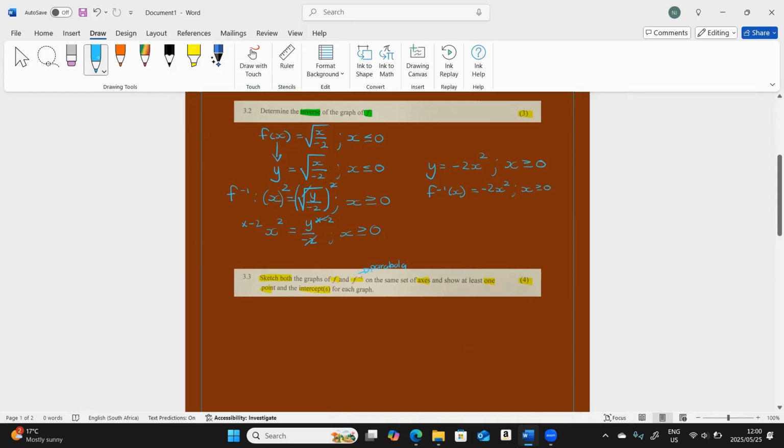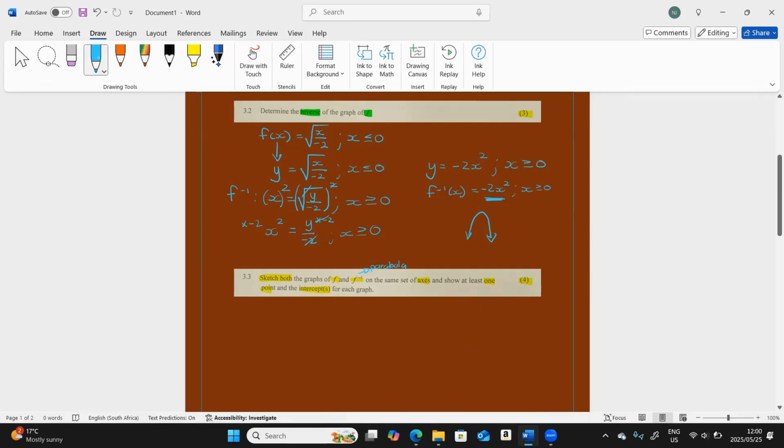We know that this parabola is negative 2x squared. Can you see that? That is the formula for this parabola. Because the value of a is negative, we know that our parabola would be frowning, okay? So that is how it's going to look.